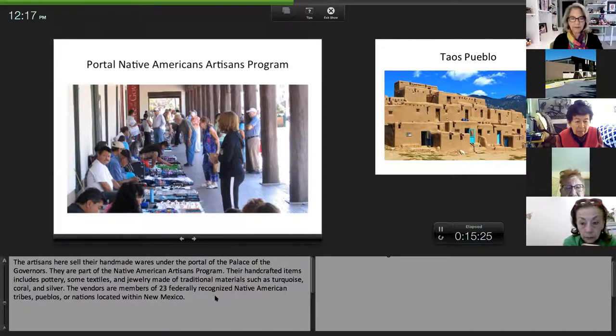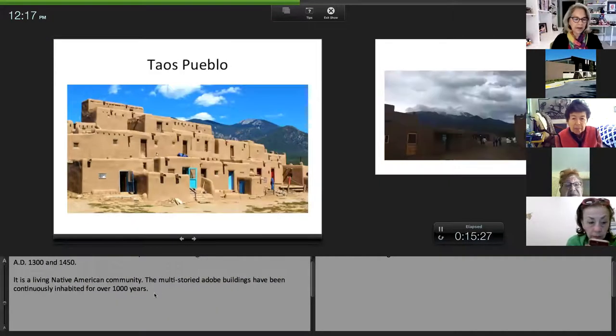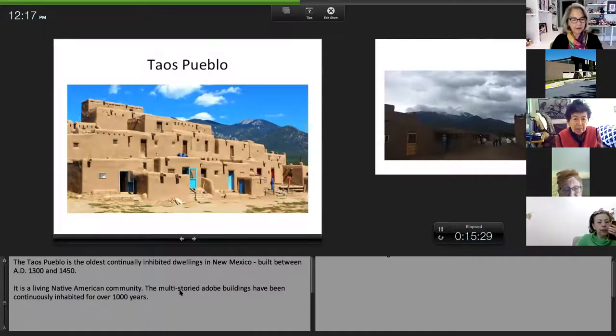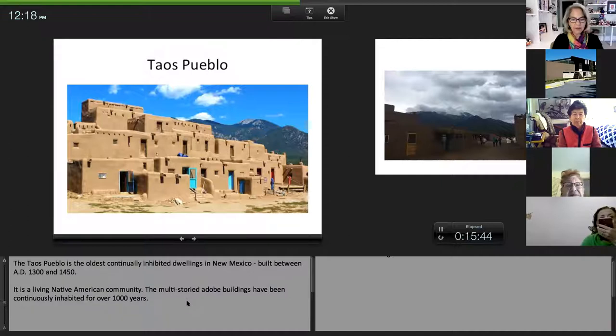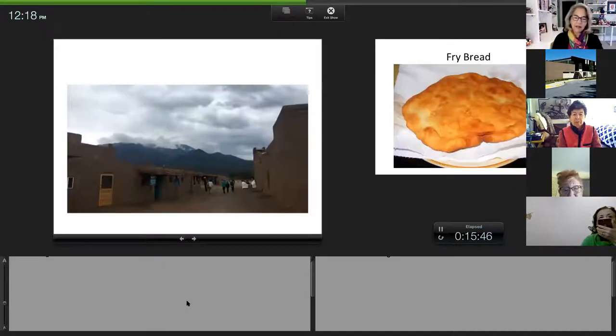We had the chance to visit Taos Pueblo. It's actually the oldest continually inhabited dwelling in Mexico, built back in 1300. And it's a living Native American community today. It's multi-storied and it's been around for over 1,000 years. Now, it didn't look like that for us. When we were there, it was rainy and foggy and crowded, not cloudy, but we did have a lovely tour.